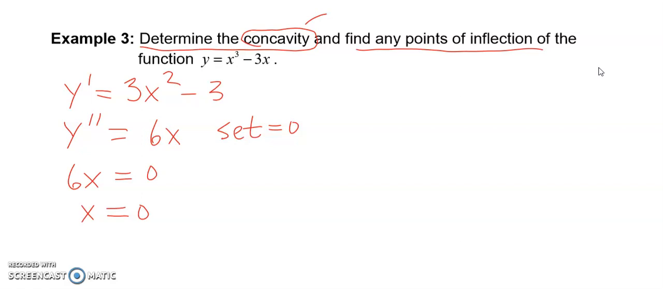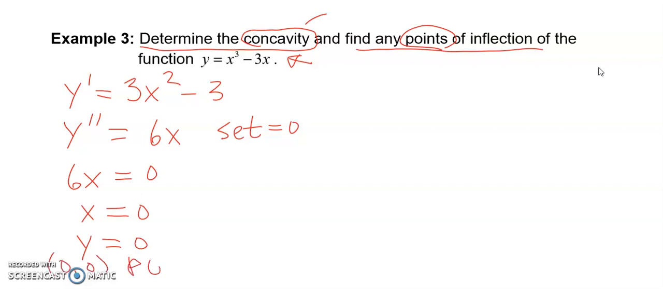Now, do I need to find the y value? Well, yes, I do, because they're asking for the point of inflection. So all you need to do is take that value of x, which is 0. It's a pretty simple calculation. Plug it back into the original function right there. If you put in a 0 for x, you're going to get 0 cubed minus 3 times 0. So that gives you 0. So 0, 0 is the point of inflection.